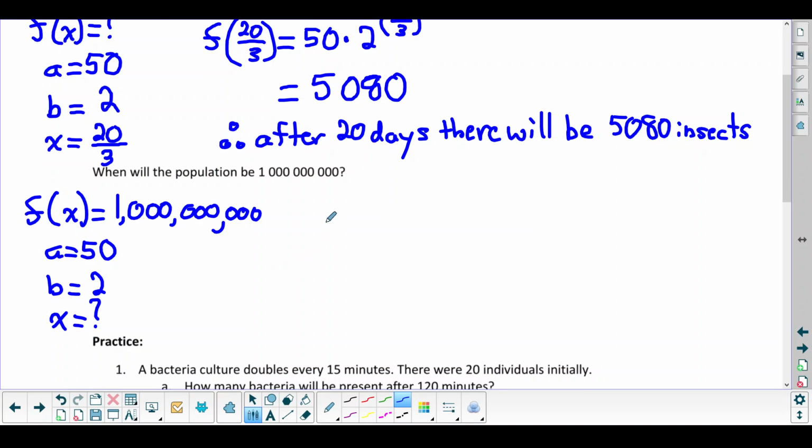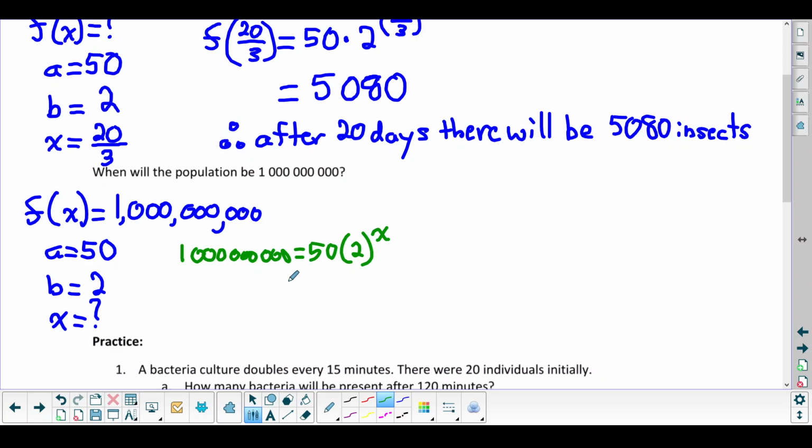So let's try this. Let's plug it all in. I'm going to try to squeeze it over a little bit because we're a little short on width here. So 1 billion equals 50 times 2 to the power of x. Okay, so we want to rearrange this. But I don't know how to get an x out of the exponent. And in fact, we don't learn how in high school until we take advanced functions. So we're going to have to deal with that on our own. So let's see how we can do that.